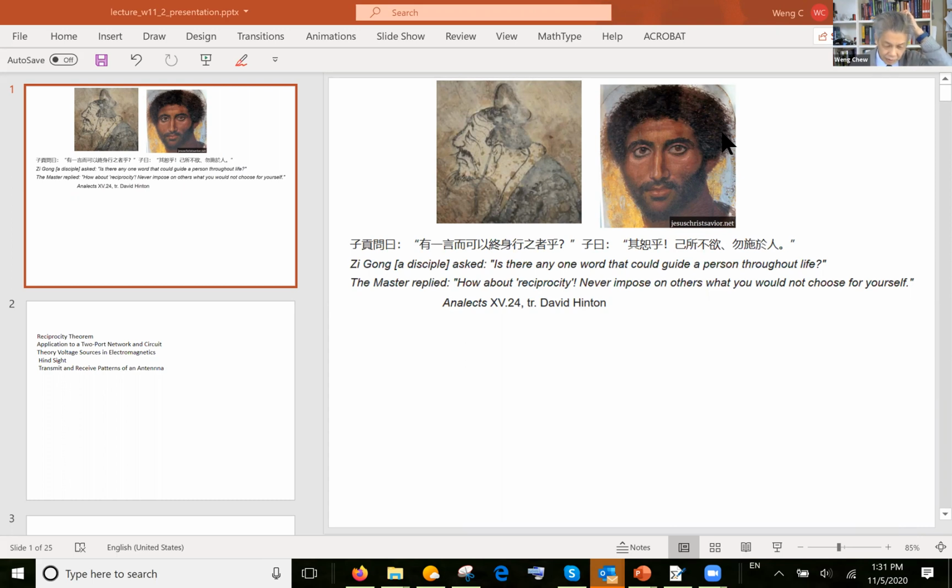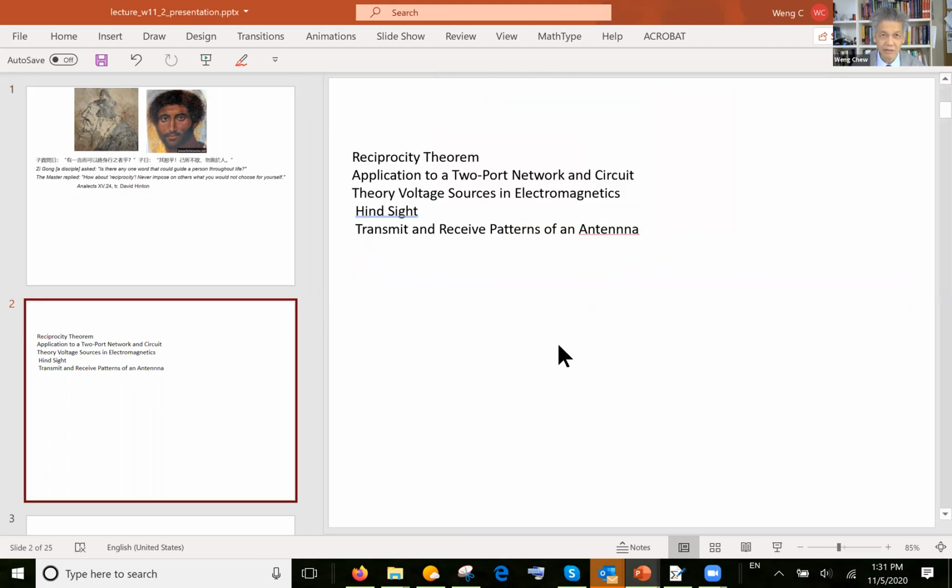Okay, so reciprocity theorem is something that is very important in my opinion, and also very beautiful, and is very similar to human relationship. This is something that Confucius said many years ago. It seems that Jesus Christ also said the same thing about 2,000 years ago, which is: don't do unto others that you don't like others to do unto you. You can find this in the Bible. You can also find this in Confucius' teaching. Okay, and this is essentially what reciprocity theorem is.